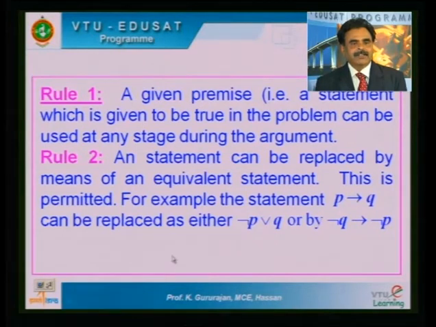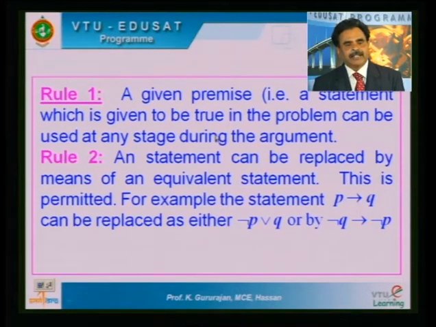The first rule is a given premise can be used at any time during the argument. Yes or no? Because a premise means what? It is a statement always given to be true. So, therefore, we can use it at any time during the derivation of the argument. This is rule number one.